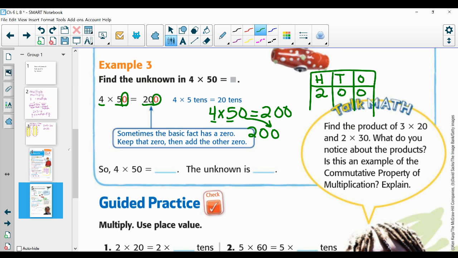So we'll keep doing that. It'll get easier. It's a really hard concept. Okay, if you got it though, good for you. So 4 times 50 is 200. So the unknown is 200.